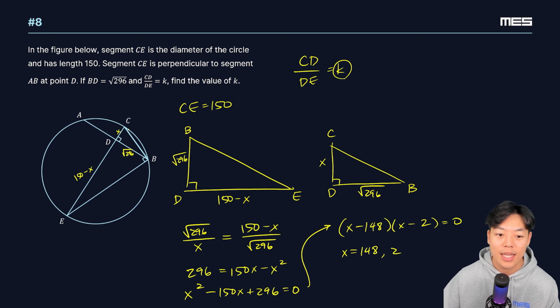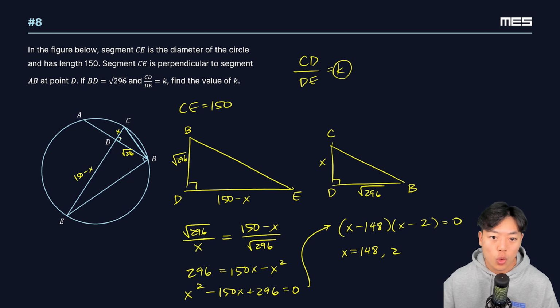But now let's think about it. Can x be 148 or 2? Well, if x is 148, that means this long piece is going to be just 2. If x is just 2, then this long piece will be 148. So we just found our answer. CD, the shorter side, is going to be 2. And DE, the longer side, is going to be 148. So K will be equal to, once we simplify, 1 over 74.